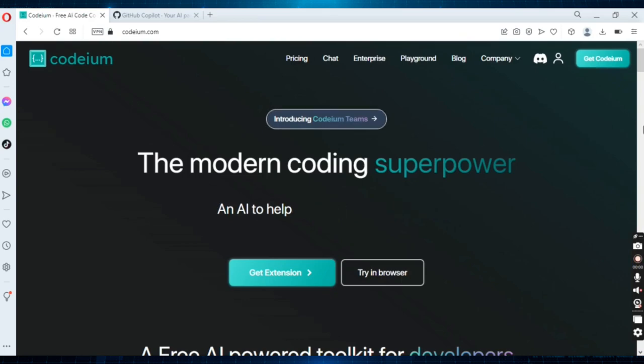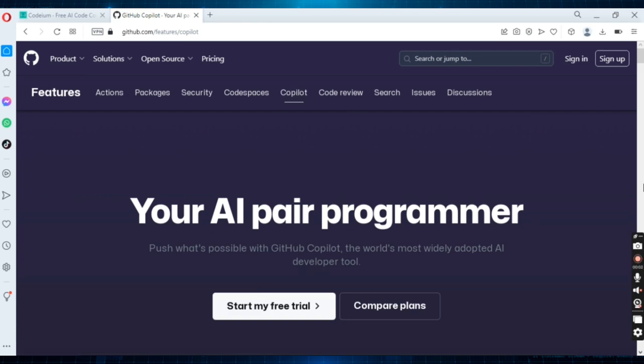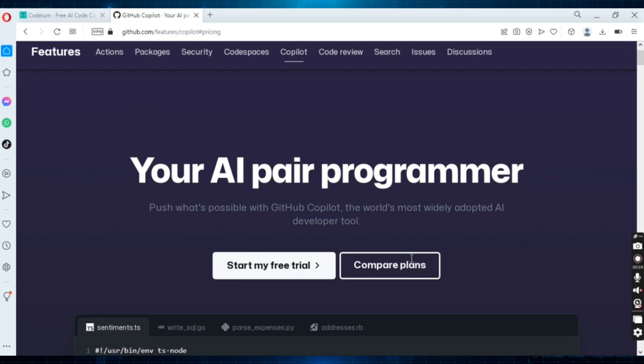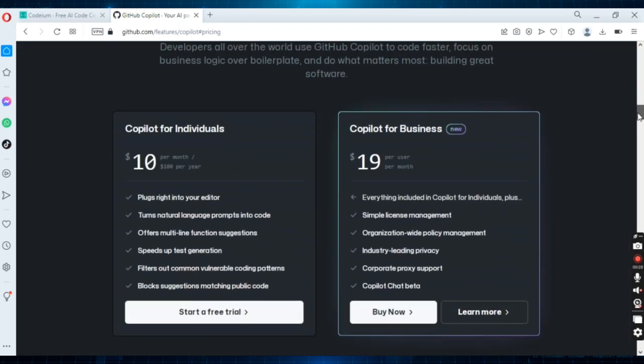Hello guys, so today we are going to be talking about two AI coding assistants and the differences between the two. So today we are talking about Codeium and GitHub Copilot. There are a few differences between the two of these coding assistants. First of all, the main difference between Codeium and GitHub Copilot is that Codeium is free. So Codeium is completely free.